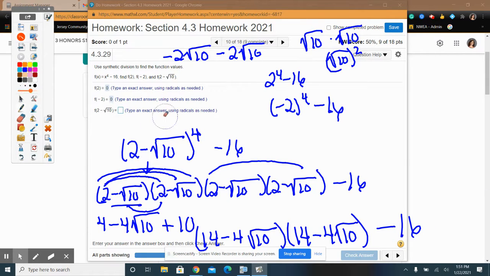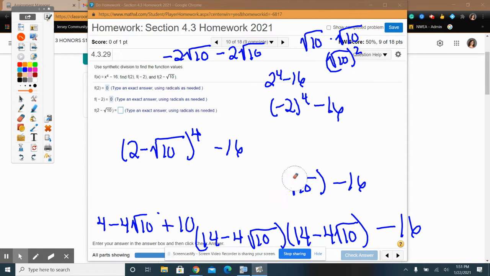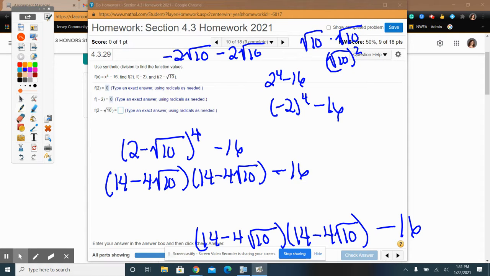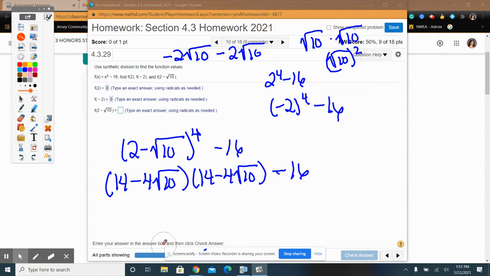So now my problem, let's give us some space here, that I have left to figure out is 14 minus 4 root 10 times 14 minus 4 root 10. And then we're going to subtract 16. So we're just going to FOIL again, double distribute. What is 14 times 14? Well, use your calculator if you need to, but it's 196.